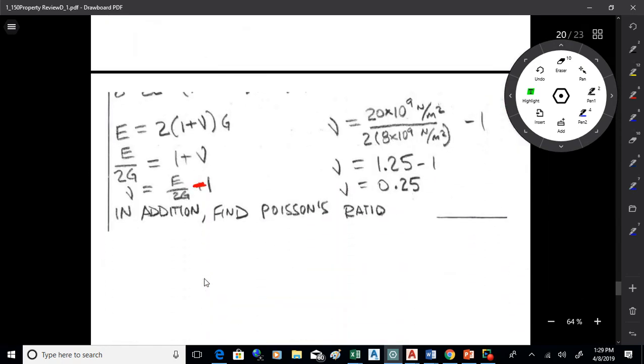So Poisson's ratio, you just run that formula. It takes a little rearranging, but you can get to Poisson's ratio using that formula. For metals, Poisson's ratio is between 0.2 and 0.4 normally. So we're doing all right.